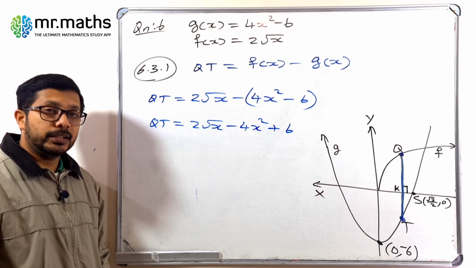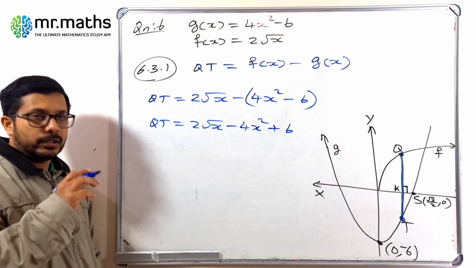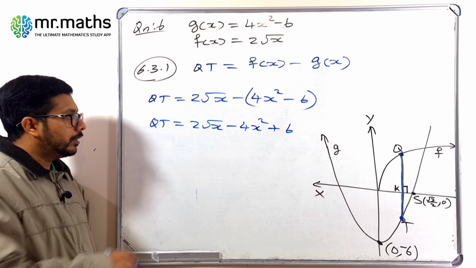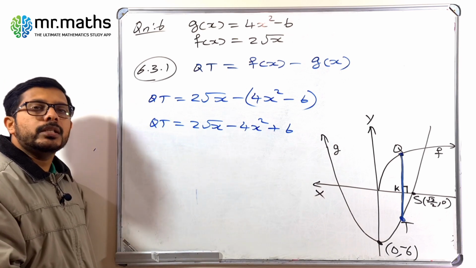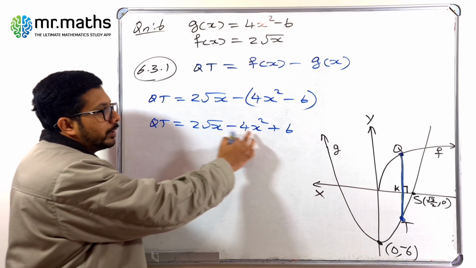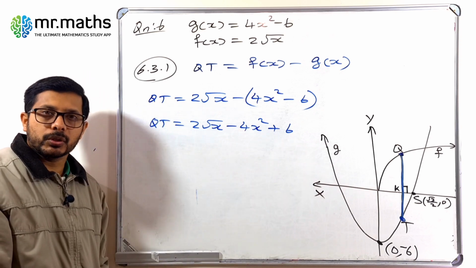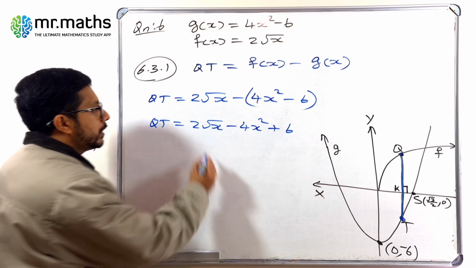Don't forget that here the question is write the length of QT. This QT is the same as QT. Write the length of QT in terms of x. Here you can see that our answer is in terms of x. So this is the answer.